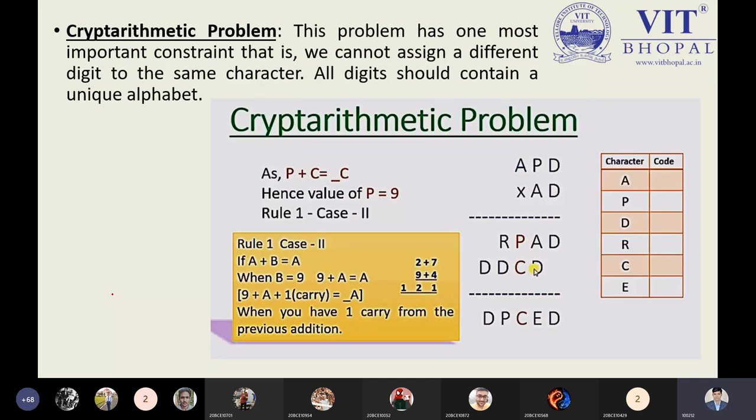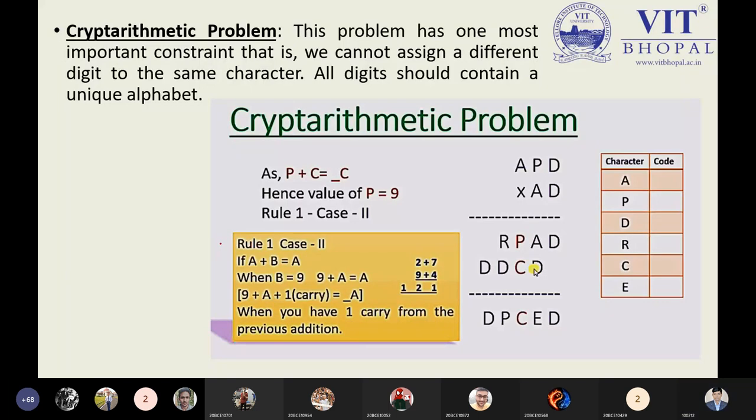So the most important constraint is that we cannot assign a different digit to the same character, and all digits should contain a unique alphabet. And this kind of problem we will understand through network security and information security. This is a basic security algorithm, basic cryptographic problems we have. So by applying some rules, some rules are written over here. So what is the rule? It is written over here, rule 1 and case 2.